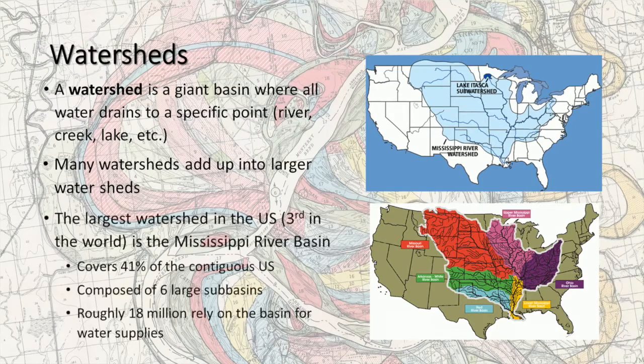In the United States, the largest watershed is the Mississippi River Basin, which covers nearly 41% of the contiguous United States and supplies roughly 18 million people with water. Over this large area, all of the water which is captured in the rivers and streams therein will find its way to the Gulf of Mexico through the Mississippi River.